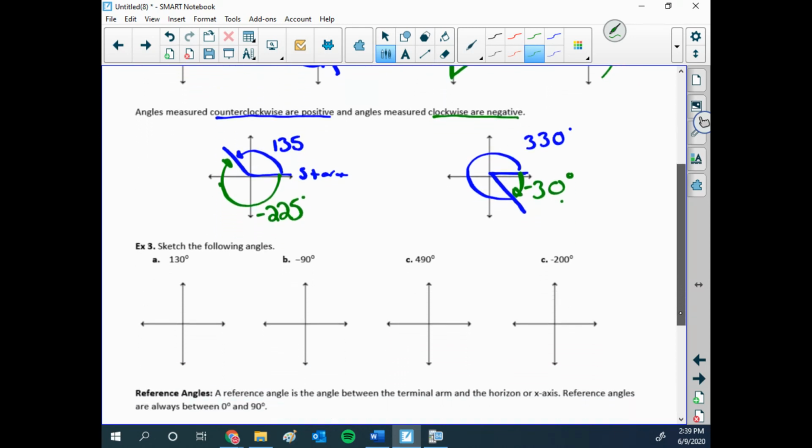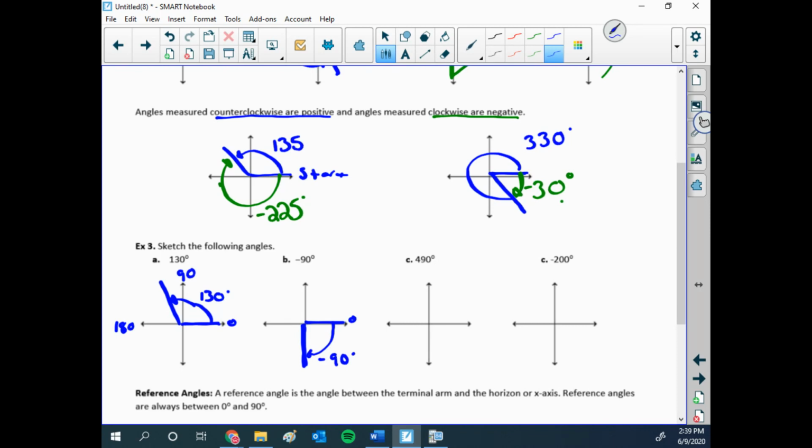All right, a few questions here. Just for an example, it says sketch the following angles. Sketch 130 degrees. I'm always going to start right here. Positive means I go in this direction, so this would be 0, this would be 90, this would be 180. My terminal arm is going to be somewhere around there, approximately 130 degrees. Negative 90. Again, we start in the same place, but now since it's negative, my angle goes clockwise. So that would be down here at negative 90 degrees.